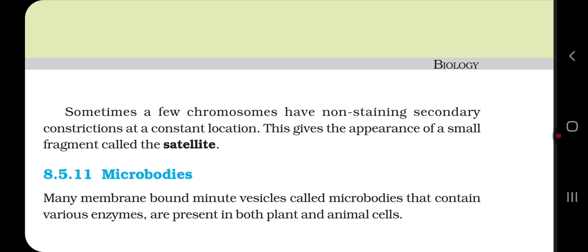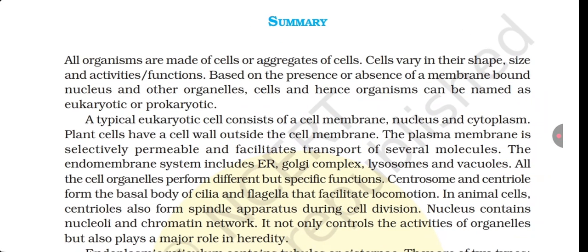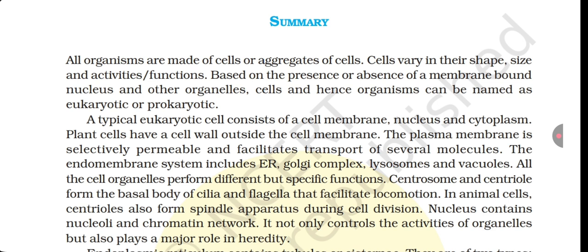Microbodies. Many membrane-bound minute vesicles called microbodies that contain various enzymes are present in both plant and animal cells. Summary. All organisms are made up of cells or aggregates of cells. Cells vary in their shape, size and activities based on the presence or absence of a membrane-bound nucleus and other organelles, and hence organisms can be named as eukaryotic or prokaryotic.